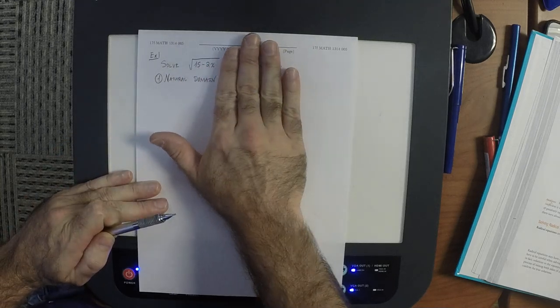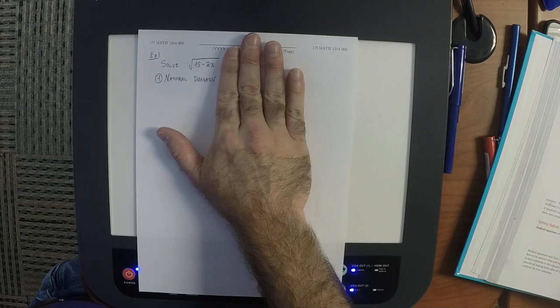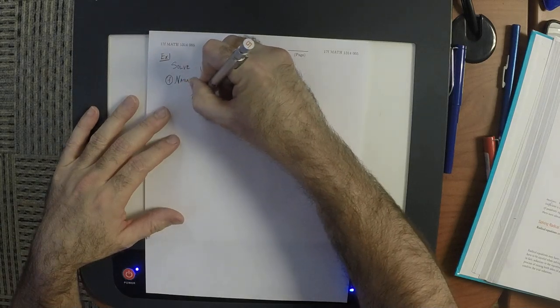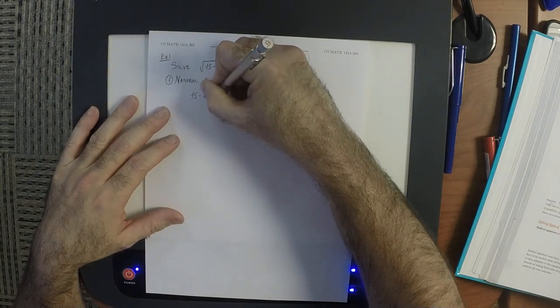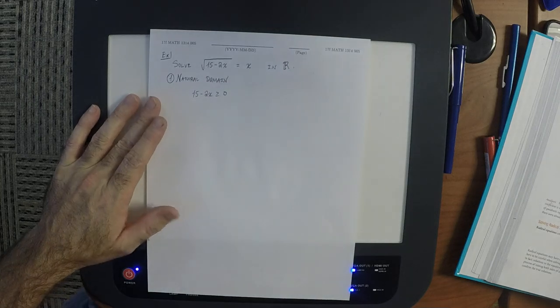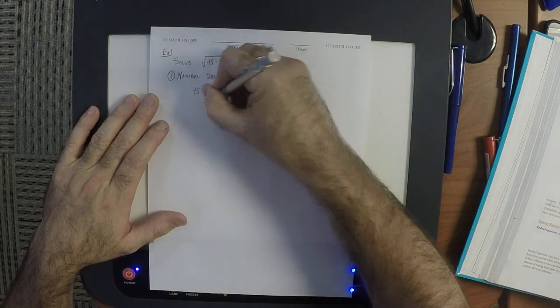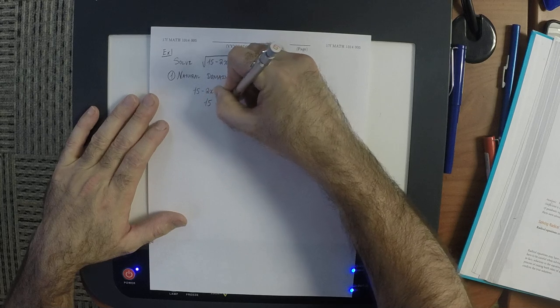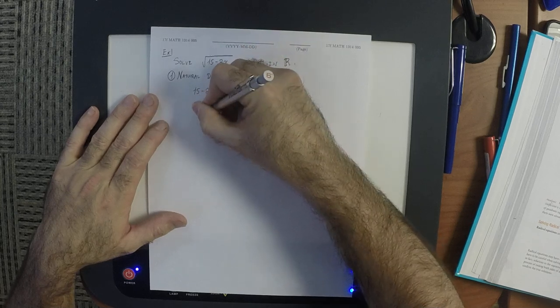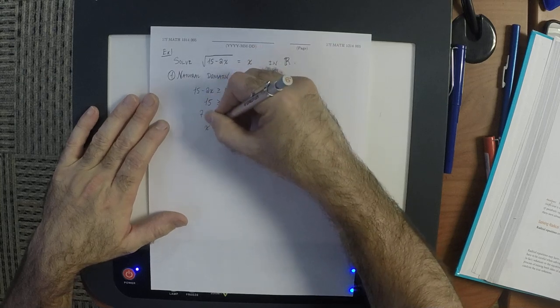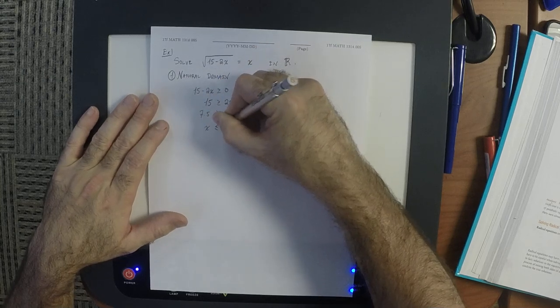But the left-hand side does have some x's which just can't be allowed. The left-hand side requires that 15 minus 2x must be greater than or equal to 0. That's what it needs. So let's solve for x. 15 greater than or equal to 2x. Divide both sides by 2 so that we have 7.5 greater than or equal to x. And then y'all are usually more comfortable if x is on the left.